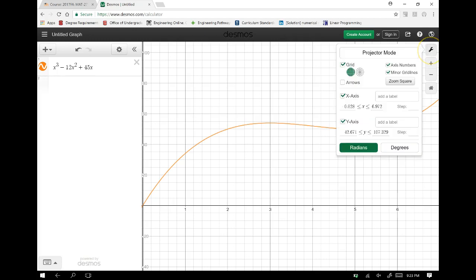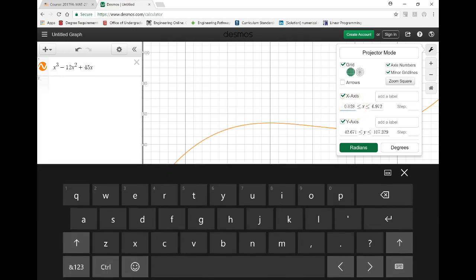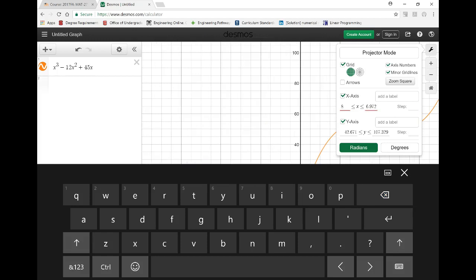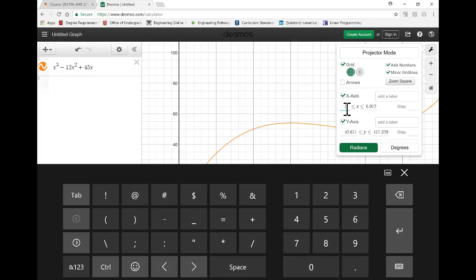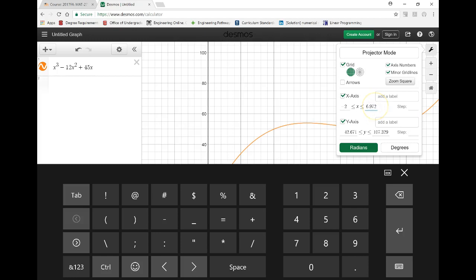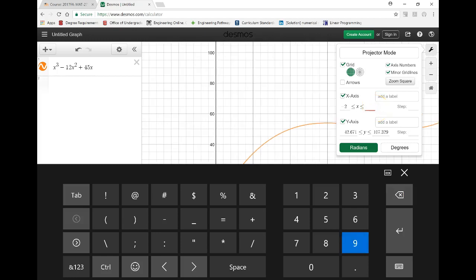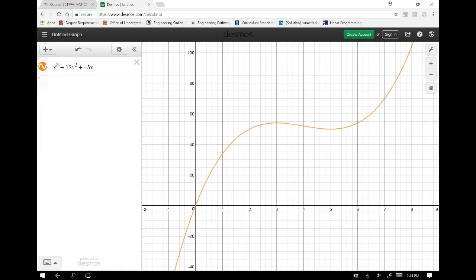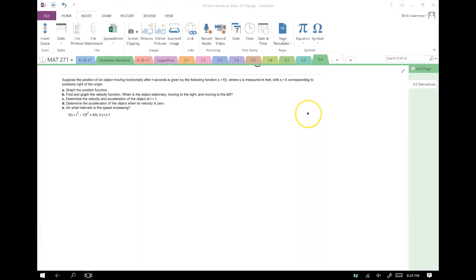And I'm actually going to change my X here because I want to see a little bit more than 0 to 7. That way 0 and 7 are clearly visible on my screen. That makes it a little easier. So the first task was just to graph your position function. Graphing the position function we can do in Desmos.